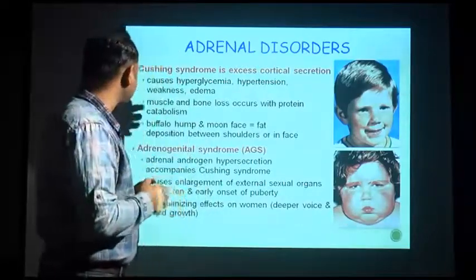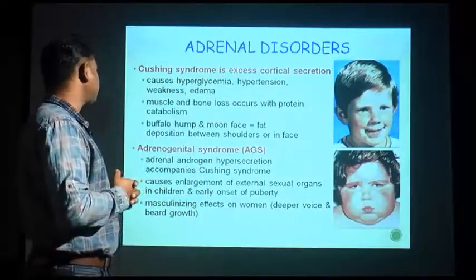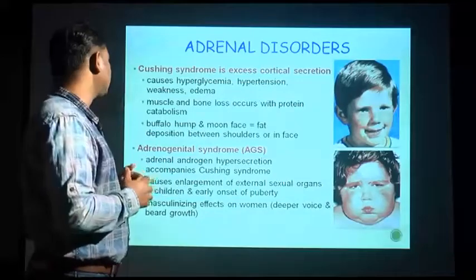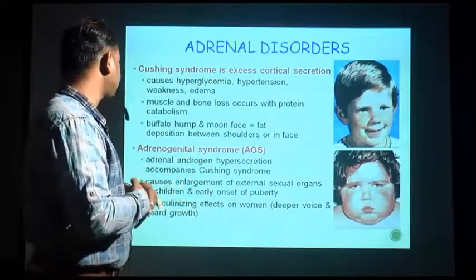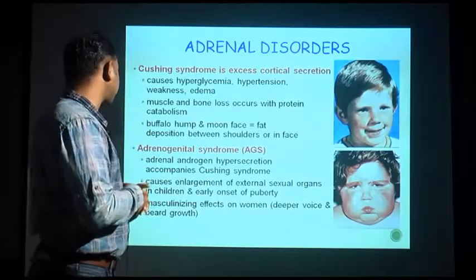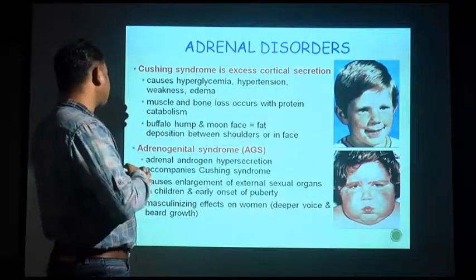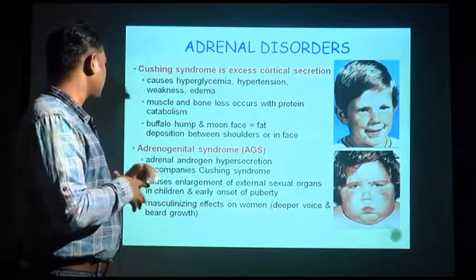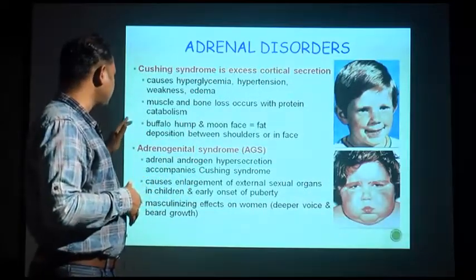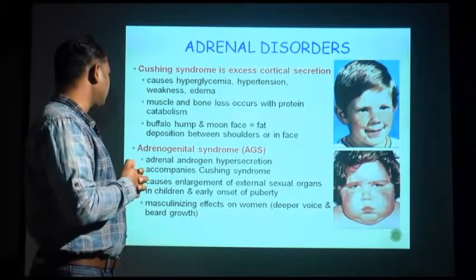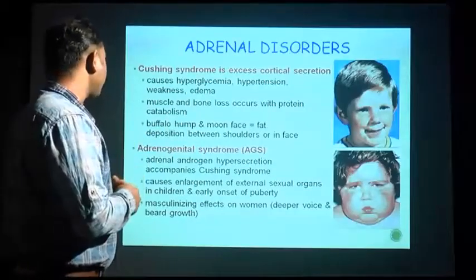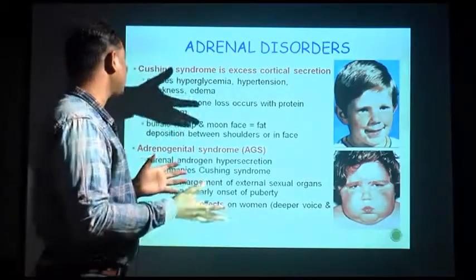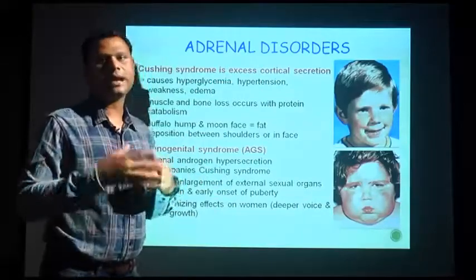Similarly, adrenogenital syndrome, or AGS, here the condition is worse as compared to Cushing syndrome. What happens? The adrenal androgen hypersecretion leads to Cushing syndrome sometimes, but it is the major problem in case of children, where their sexual organs do not mature, they do not attain puberty.